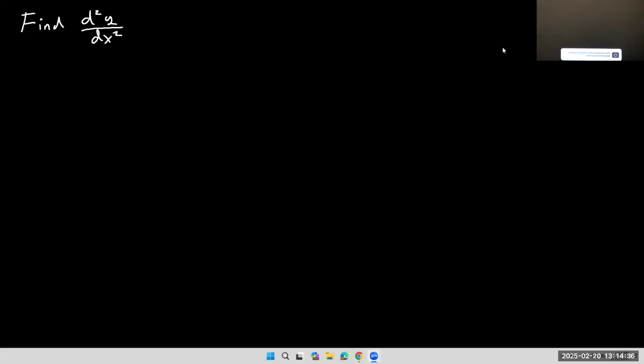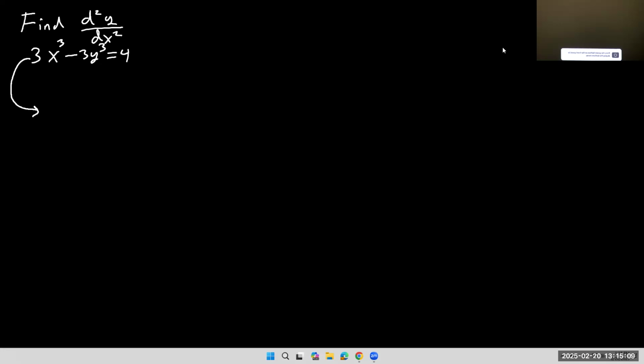So I have a problem here from our homework, and it asks me to find the second derivative implicitly. Now, implicitly means that y is a function of x. And if y is a function of x, that means when I take the derivative of y, I have to remember that it is a function, not a variable. So let's see if we can take the derivative of this.